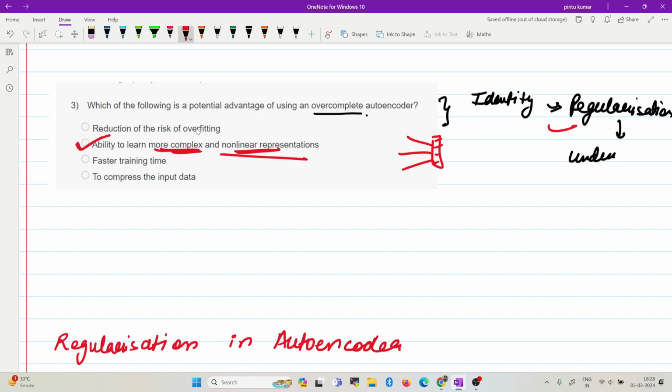Reduction of risk of overfitting: we know that it overfits, so this option is incorrect. Faster training time: the training time would actually be more than the undercomplete one because you have more weights to learn. The last option is to compress input data. To compress input data, you use your undercomplete autoencoder. So this option is also incorrect.